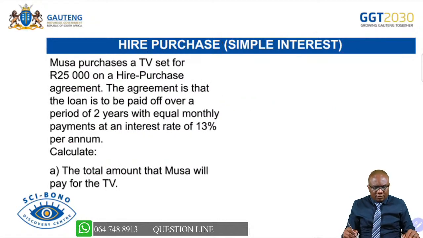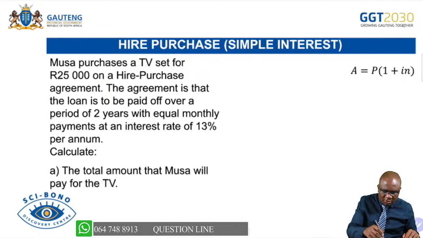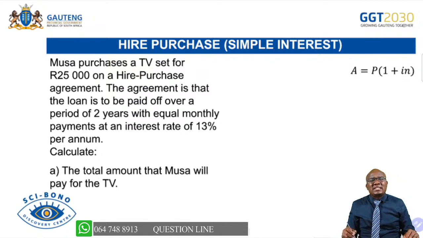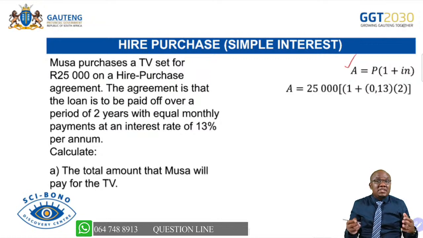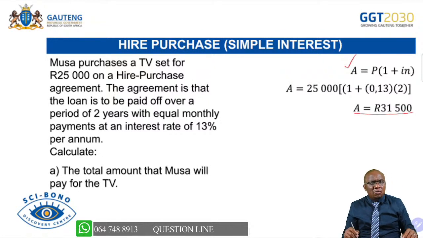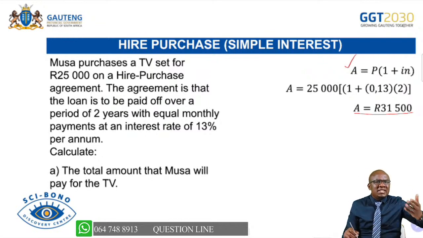Right. Now what do we do? The total amount that Musa will pay for the TV, write down the formula. Substitute. We've discussed all the variables. And then put this in the calculator. It means he's going to pay 31,500. What was the cash price for this thing? 25,000. And he's going to pay back how much? 31,500. Do you see? There's more money now. Money has been added. What we call top-up money has been added to 25,000 to become 31,500. That is the interest that was charged.